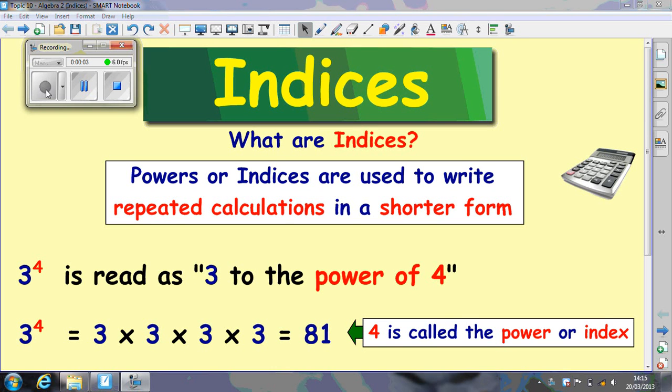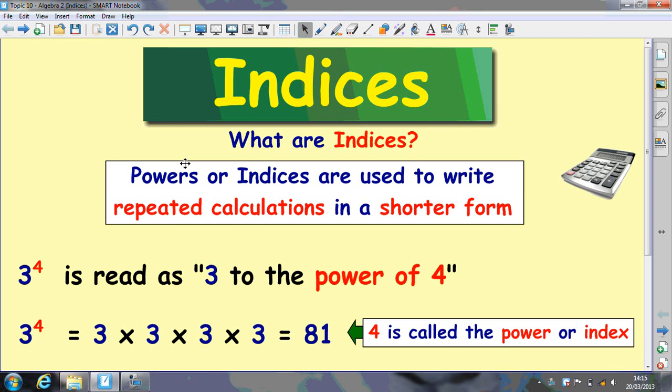In this lesson, we're going to look at what indices are. Indices are just powers, and you've met them before in terms of squaring something and cubing something, but the number doesn't always just have to be a 2 or a 3. Powers or indices are used to write repeated calculations in a shorter form, and that's what we're going to look at.